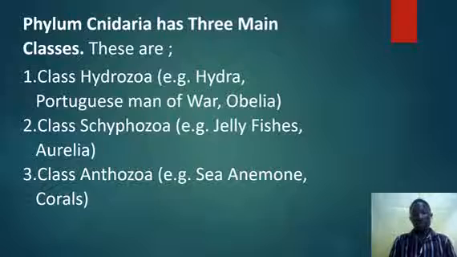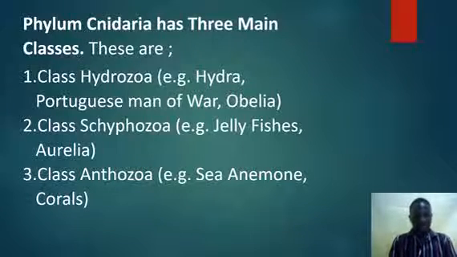Now in the phylum Cnidaria, there are three main classes we are going to talk about. So this particular phylum is subdivided into three main classes. The classes include class Hydrozoa. Examples are the Hydra, the Portuguese man of war, and the Obelia. These are some organisms under the class Hydrozoa.